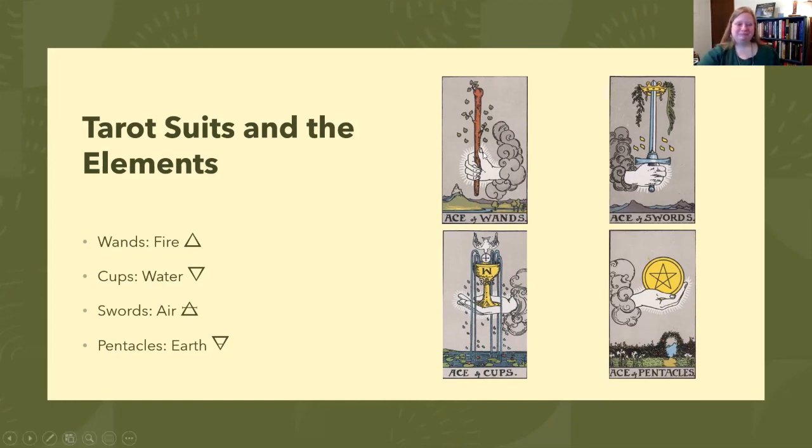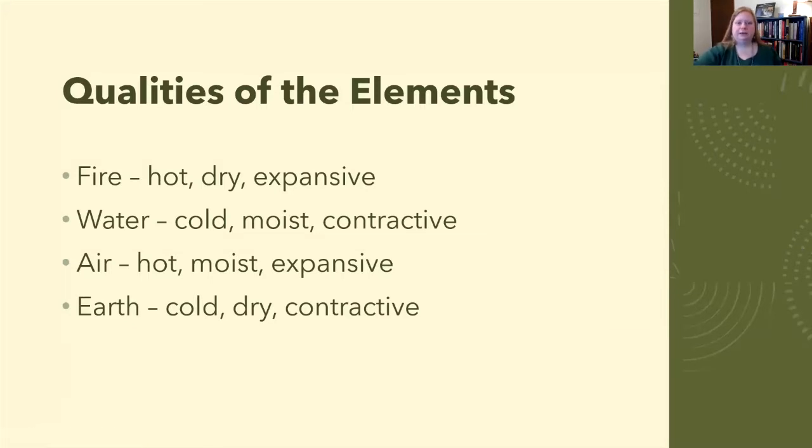Wands is fire. Cups is water. Swords are going to be the element air, and pentacles will be the element earth. And that's pretty standard. It's just that the primary swap is that some people use swords as fire and wands as air. Again, I teach a whole class just on that. We're not going to go into any more detail on it, but there's even some people who use swords as water. So there's a lot of different options there. But the tradition that we follow and that we're going to use today is that wands are fire, swords are air, cups are water, and pentacles are earth.